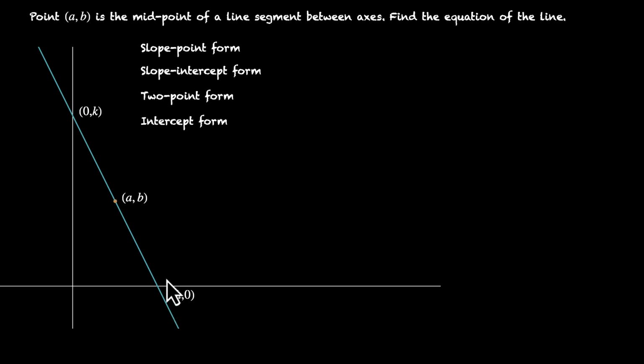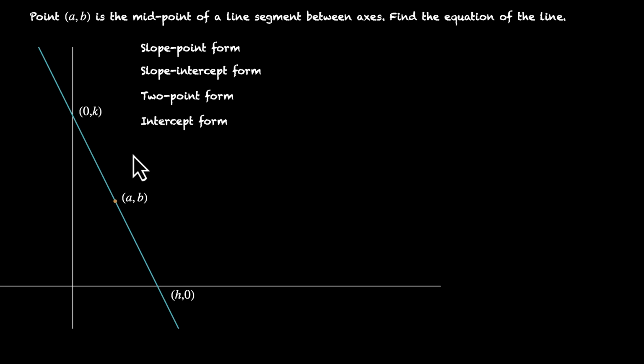If we somehow manage to figure out these points, we can either use the 2-point form or the intercept form, because the x-intercept of this line will be h, and the y-intercept will be k. So let's try to figure out the values of h and k in the form of a and b. Let's try to figure out the unknowns in the form of the knowns a and b. So how do we do that?